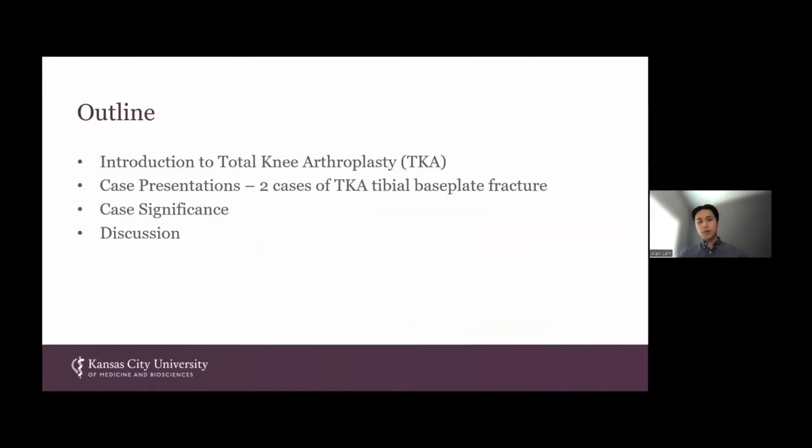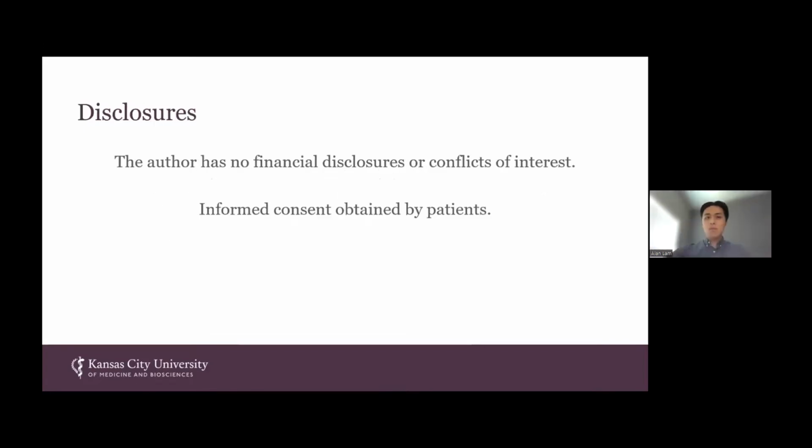Now, just for a general overview of what we'll be covering today, I'll be giving a brief introduction to total knee arthroplasty, also known as total knee replacement. We'll be going over two unique cases where we see a specific type of knee replacement complication. We'll talk about the significance of these two cases, as well as break down some of the reasons why it may have occurred. This is just a disclosure slide.